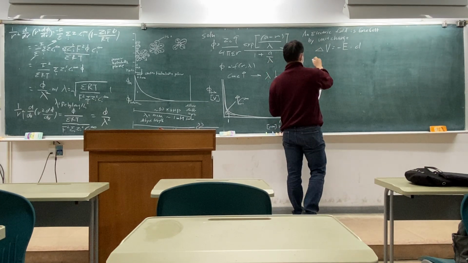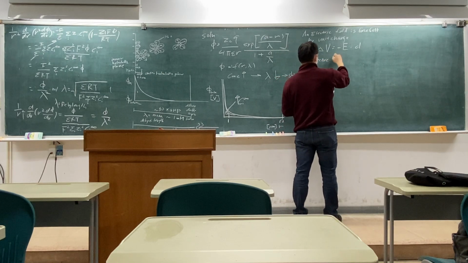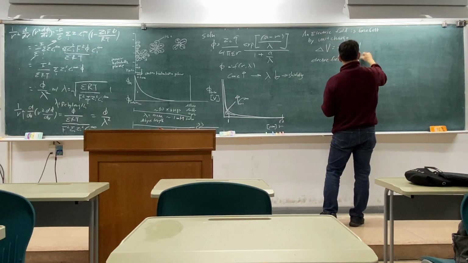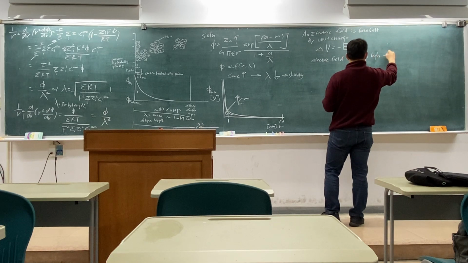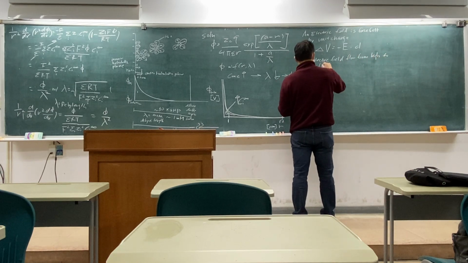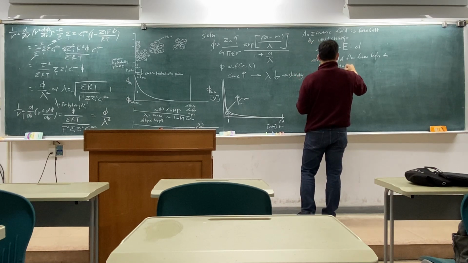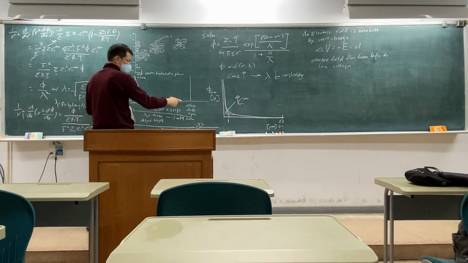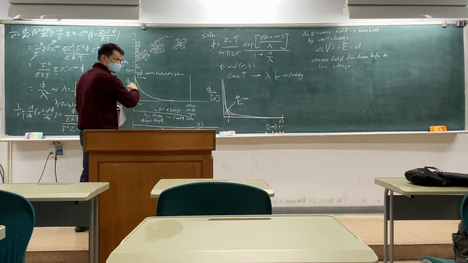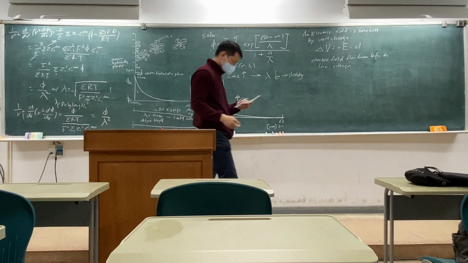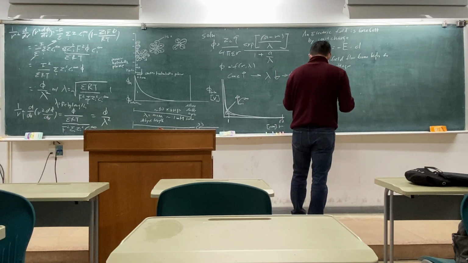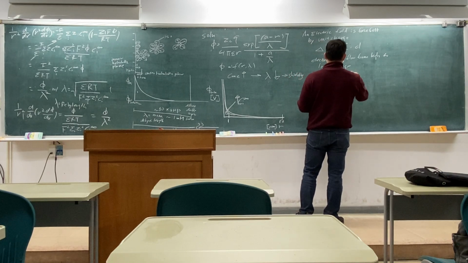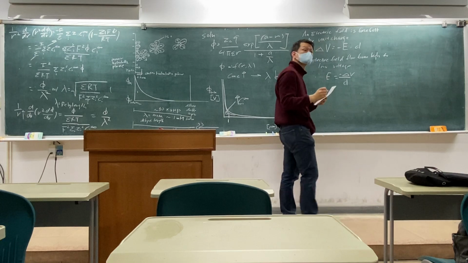So, electric field flows from high to low voltage. So here's high voltage, here's low voltage, so the electric field flows that way. So therefore E is equal to delta V divided by D, right?